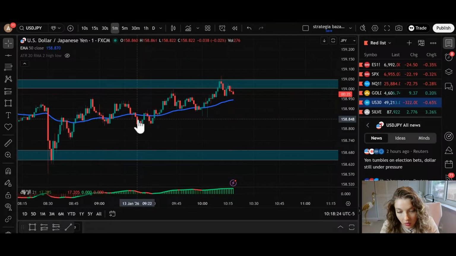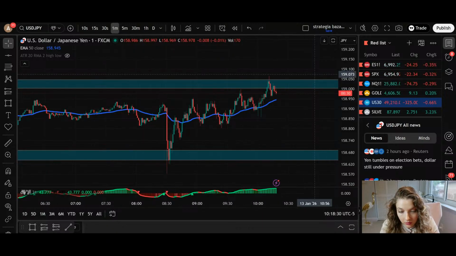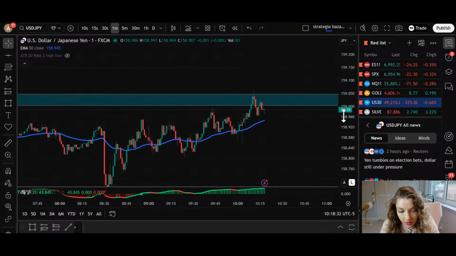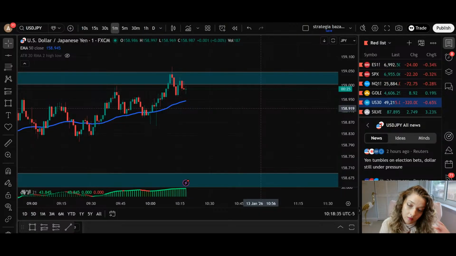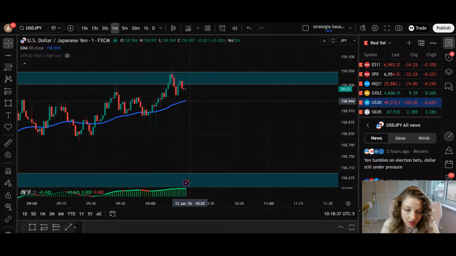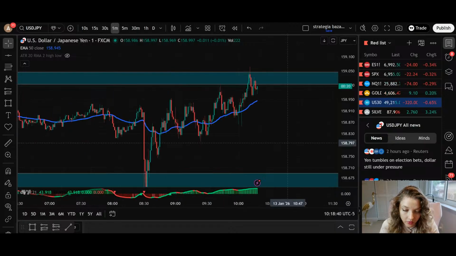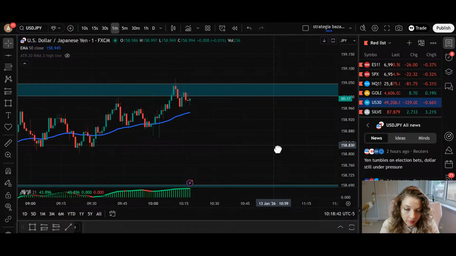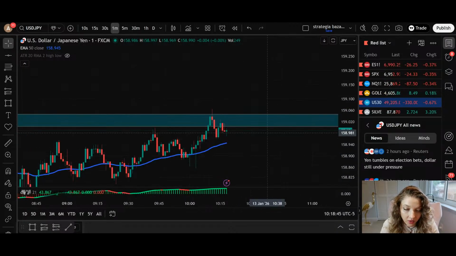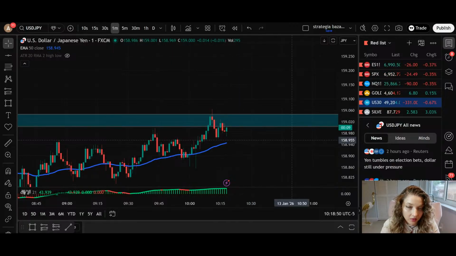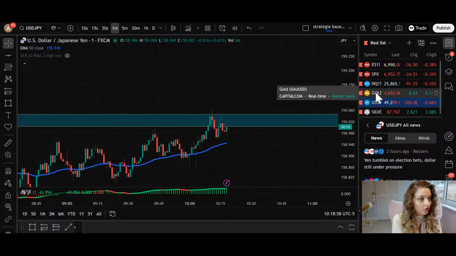The EMA slowly acted as a support, but I don't know for how long more. But yeah, if it actually breaks the EMA nicely below, you can just go on a short till here. But I guess the safest, if you think that it's gonna go up, wait to break this area right here and give you a retest. That's what I think. And the US30 keeps falling down, and I missed it again.